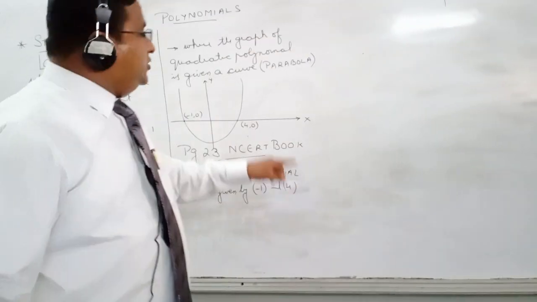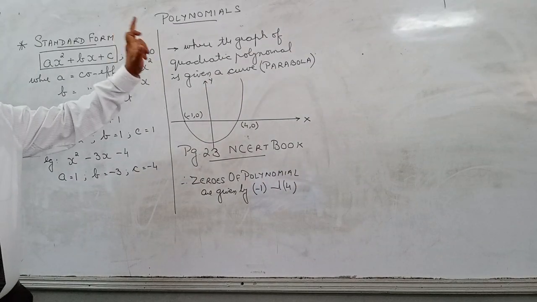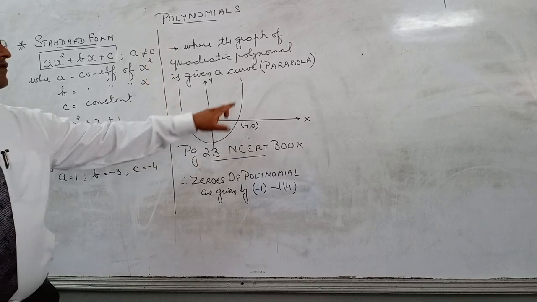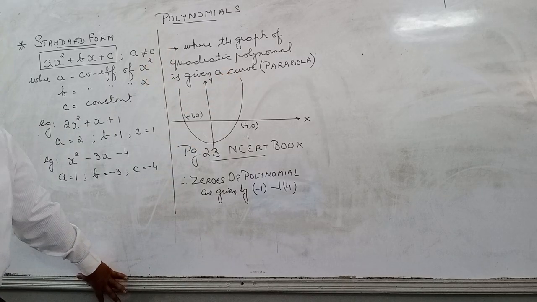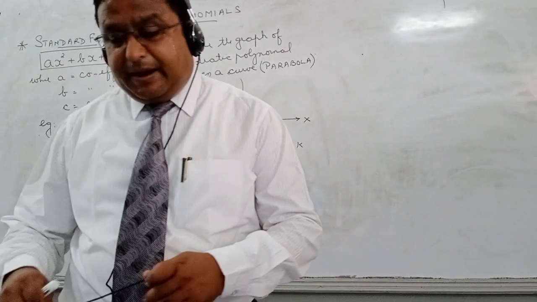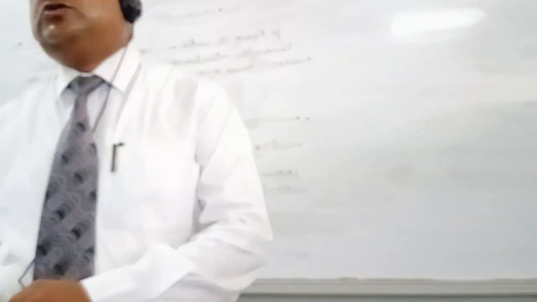This is the curve. So every quadratic polynomial can be converted into an equation, and we can draw a curve, and this curve is called the parabola. Please check, there is a paragraph over there, the second paragraph, you will find the zeros over there.